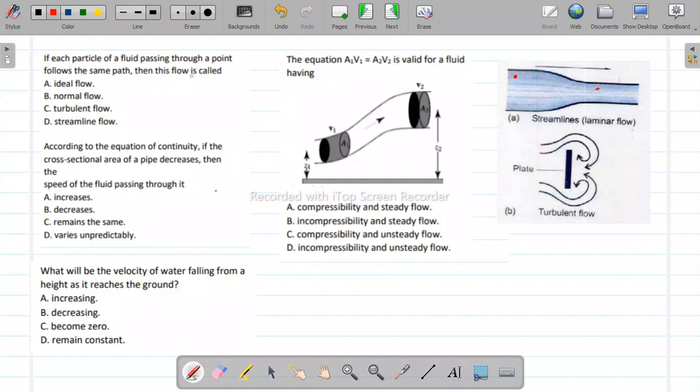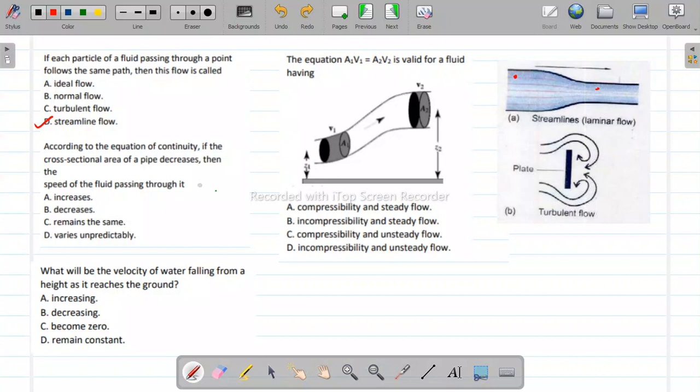Now let's just answer this MCQ here. It says if each particle of a fluid passing through a point follows the same path, then the flow is called, of course, streamline flow. Now, fluid dynamics basically is governed by two most important equations. We have Bernoulli's equation and then we have the continuity equation.